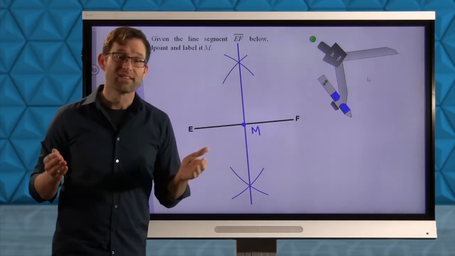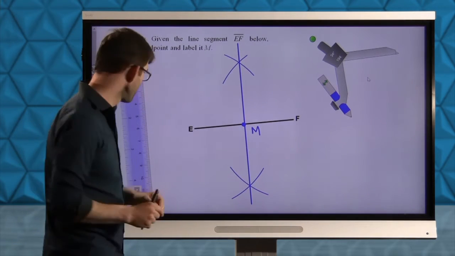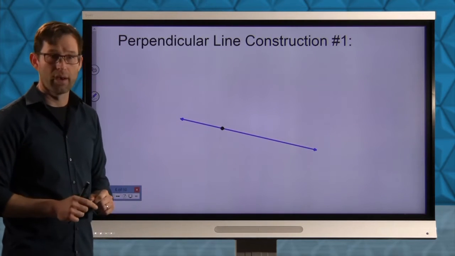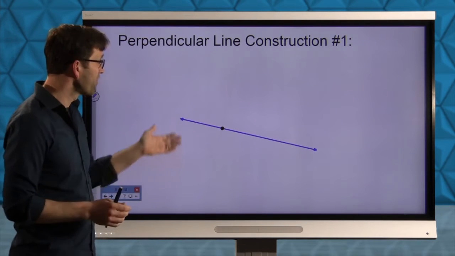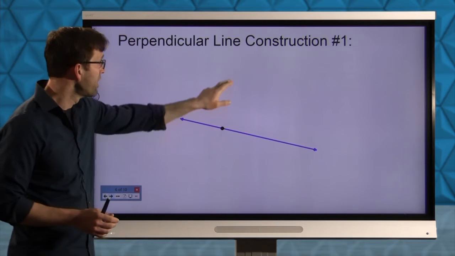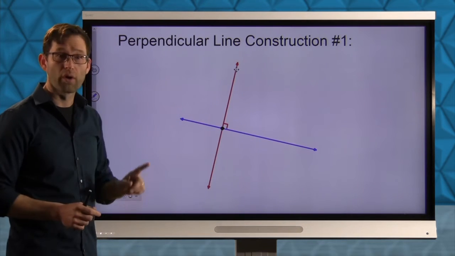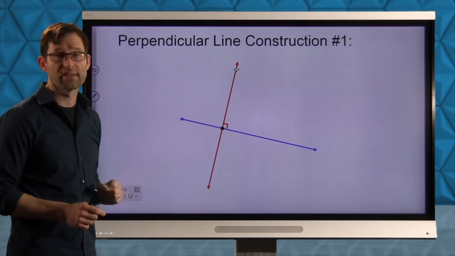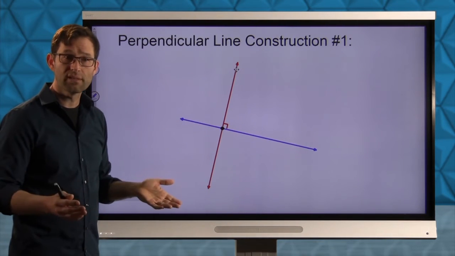Okay, now let's get into the real constructions for the day. Perpendicular line construction number 1. Okay, here we go. I've got a line, I've got a point on the line, and I want to construct a line that is perpendicular to the original and passes through that point. Let's see how to do that.